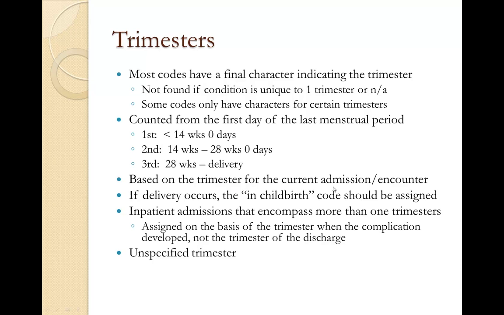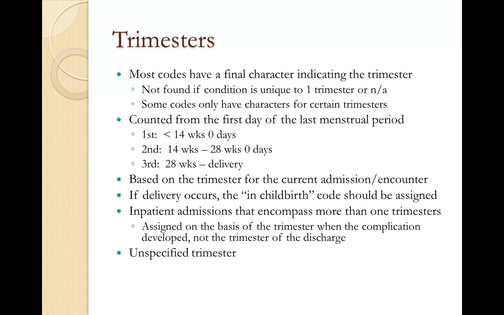It's going to be based on the trimester for that current admission. If an inpatient admission ends up going over a trimester, so maybe the patient comes in their second trimester, but they end up staying until their third trimester and delivering, for the condition that they were admitted for, that condition that was happening in the second trimester, we're going to assign the code for that. So when the complication developed, not necessarily when they were discharged. There is an unspecified trimester available, but as always, we want to try to avoid that as much as possible.